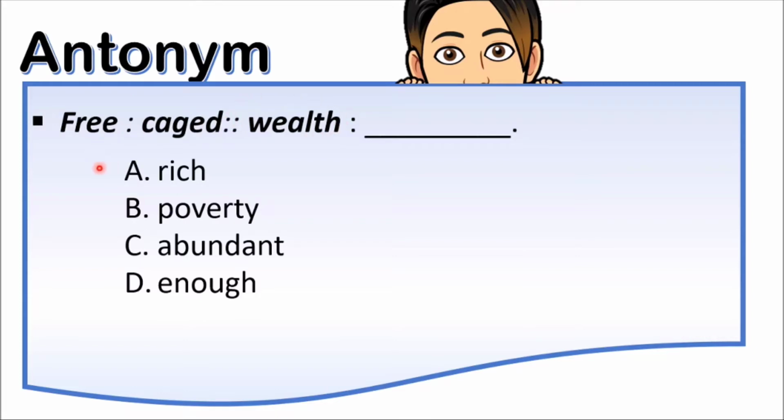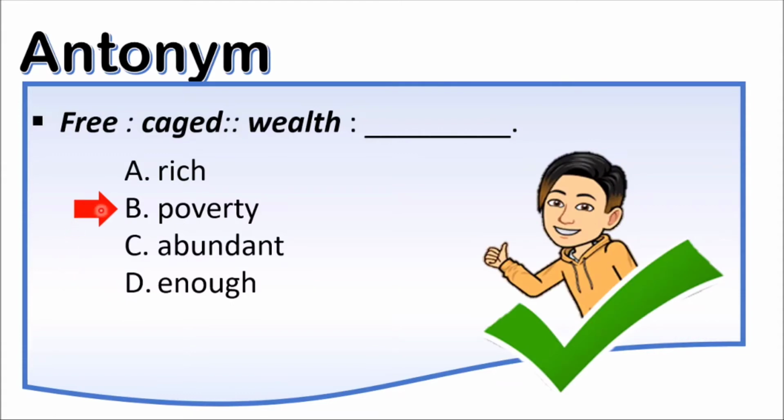Is it letter A, rich, letter B, poverty, letter C, abundant, or letter D, enough? The correct answer is letter B. Very good. Poverty, because letter A, letter C, and letter D, the words rich, abundant, and enough are actually synonymous to the word wealth. Therefore, the correct answer is letter B, poverty.